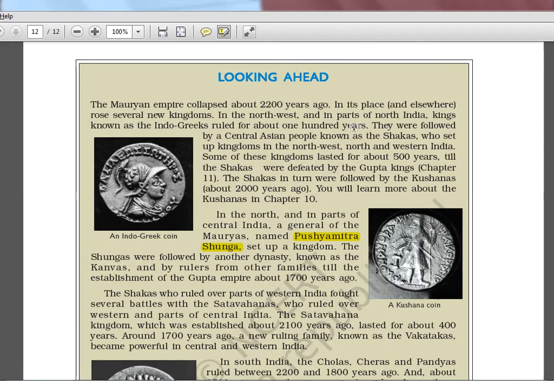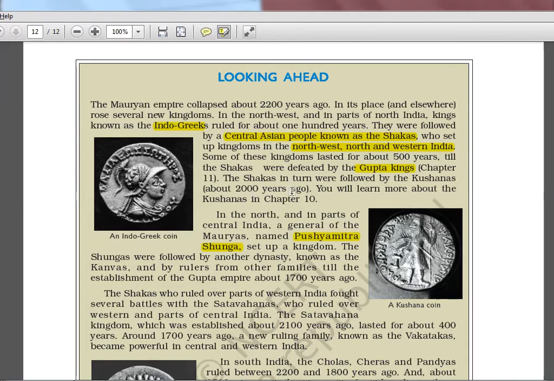So that is one thing. But parallel to that, in some other place, in the western side, there was this Indo-Greeks entry also, and they were followed by Central Asian people known as the Shakas. So you have to understand, when the Mauryan is collapsing, it's not like just one other dynasty directly comes up. After Mauryan, there are different dynasties coming up in different parts of India. So that one is this Indo-Greeks or the Shakas, which is in the northwest, north and western India. And some of these kingdoms lasted for about 500 years, till the Shakas were defeated by the Gupta. So later the Gupta will come. That we learn in detail in the subsequent chapters.